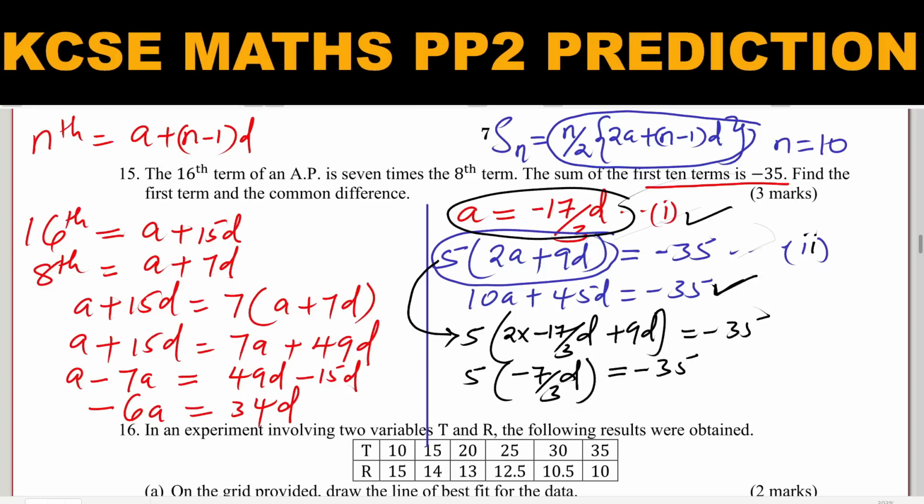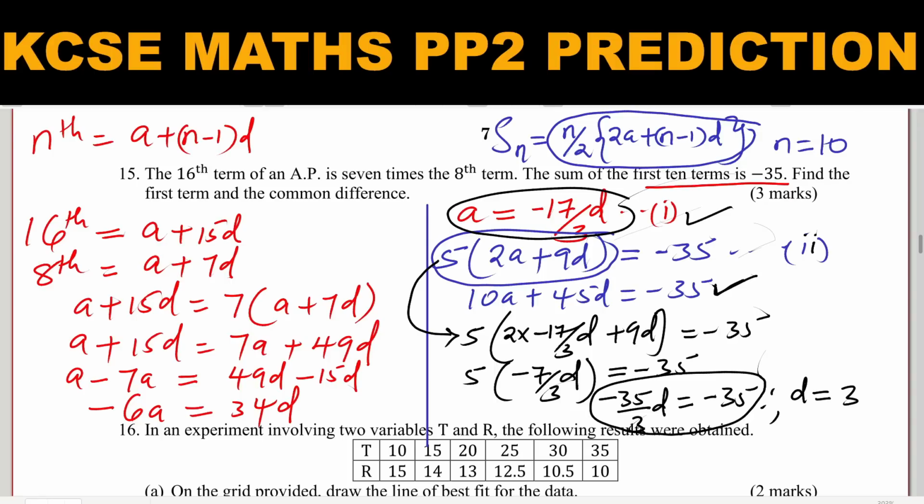So this will give negative 35 over 3 d is equal to negative 35. Making d the subject, d will be given by negative 35 times 3 over negative 35, that will give 3. So when you work this out, you'll get d to be 3.